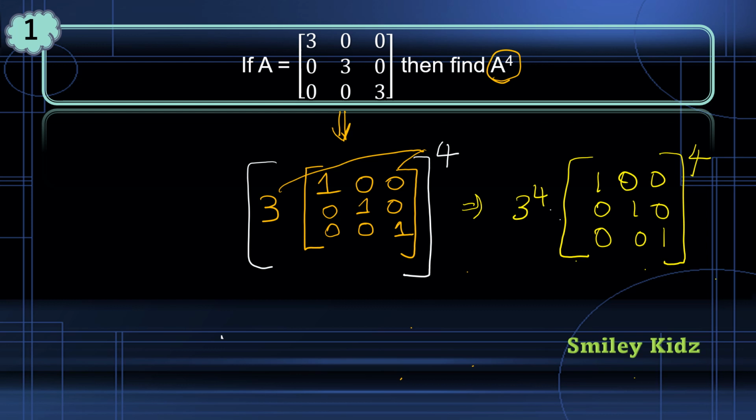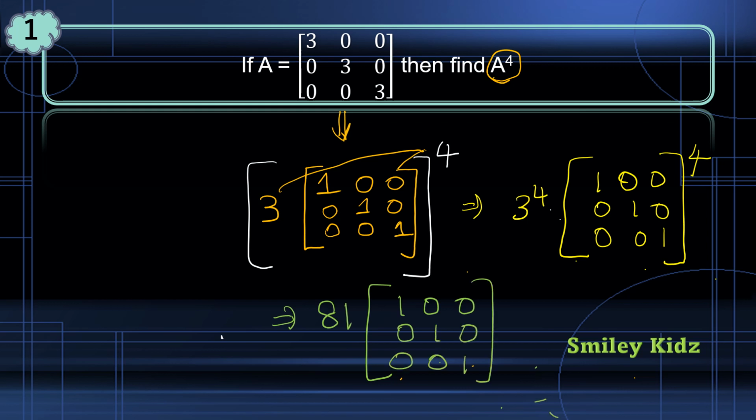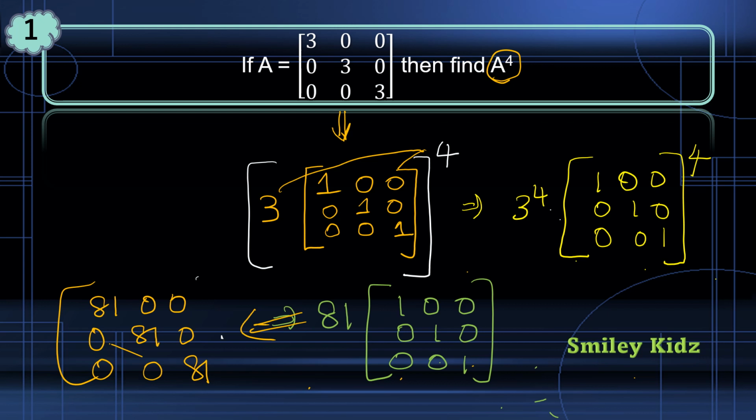Alright, now what is this going to be equal to? This will be 81 into the matrix 1, 0, 0, 0, 1, 0, 0, 0, 1. Now this is equal to 81, 0, 0, 0, 81, 0, 0, 0, 81, and this is what is A to the power of 4.